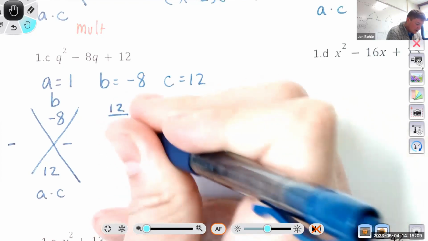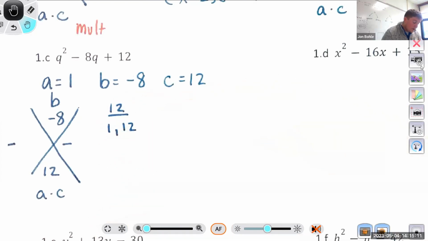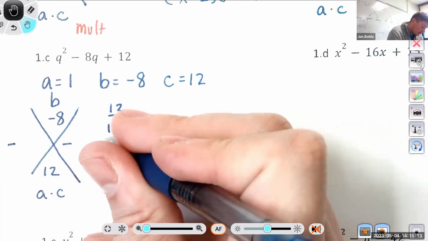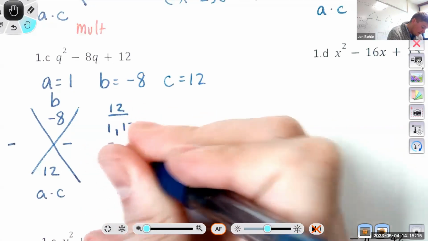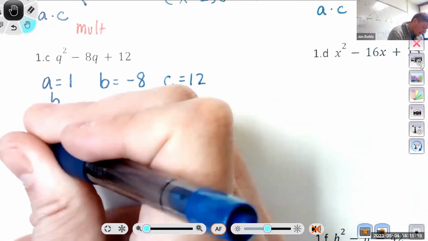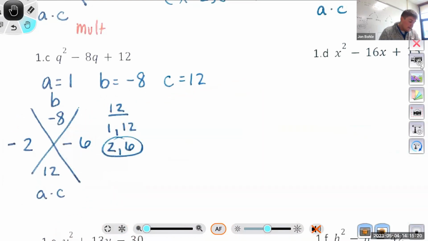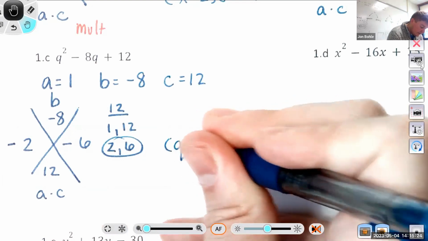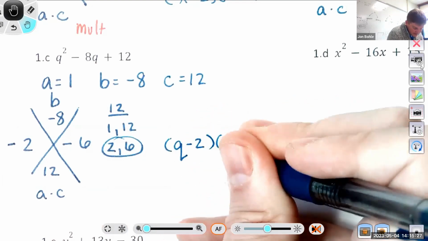First combination here is 1 and 12. 1 and 12 is going to give me 13. That's not going to work. And so now I'm going to try 2 and 6. Now 2 and 6 will work. So it's going to be -2 and -6. So what are my factors? My actual factors are going to be q minus 2 times q minus 6.